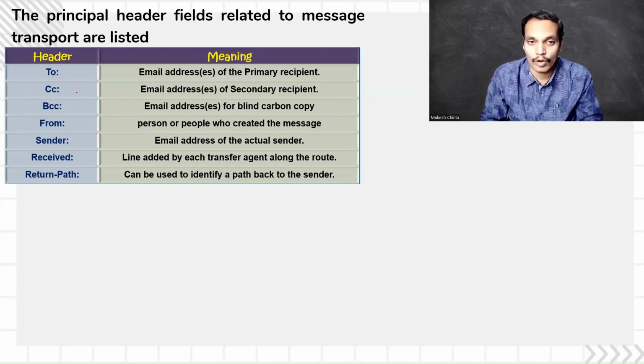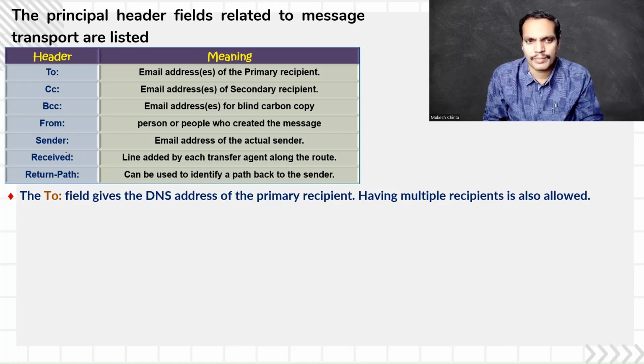CC is nothing but a carbon copy. It is the secondary recipient. BCC stands for blind carbon copy. And next comes the from part. So let me go in detail about each one of these header fields.